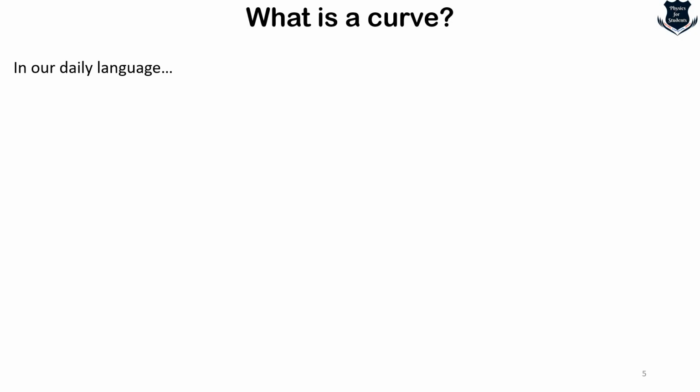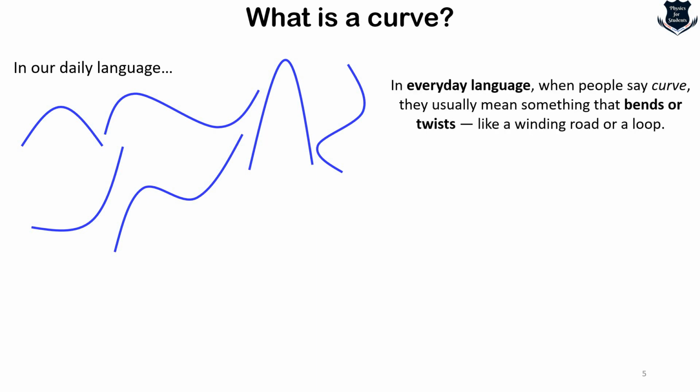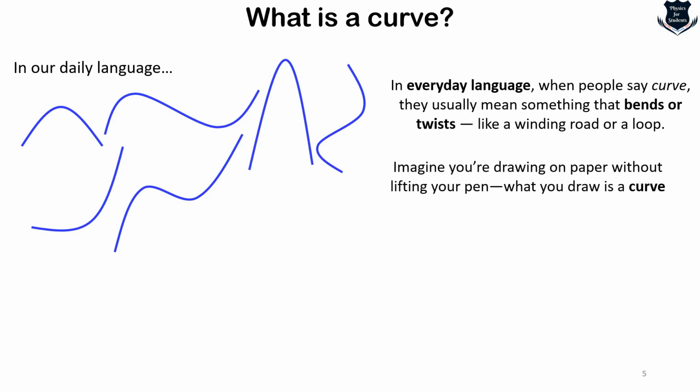Now, in our daily language, we mean curve is something which is a kind of wiggling shape like these blue lines which come over here and there. So this is in general, whenever we close our eyes, a general notion of what is a curve. In our everyday language, when we talk about a curve, these are basically bends or loops or something like a winding road or a loop.